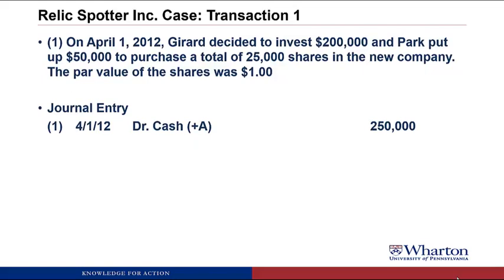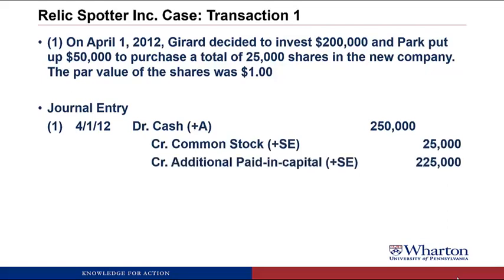But remember, we have to split this into two parts, the par value and the additional paid-in capital. So first we have common stock at par, which is going up by 25,000 shares times $1 or $25,000. We make stockholders' equity go up with a credit, so we credit common stock for $25,000. And then we credit additional paid-in capital for the rest, $225,000, which is the number we need so that our debits equal our credits.